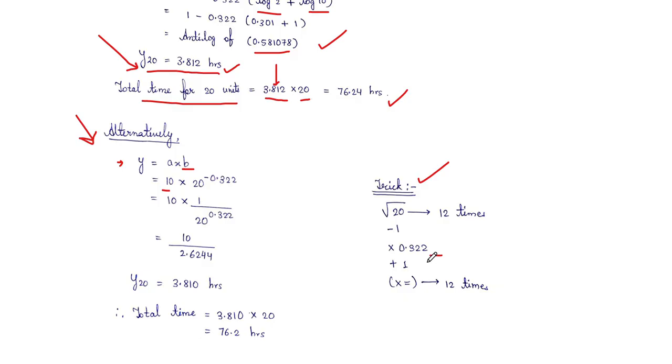Then press plus 1 and then x into equal to, 12 times. These are all the operations to be performed on the calculator. First root 20, 12 times, then minus 1, then into 0.322, then plus 1, then into equal to, 12 times. Then we will find the value 2.6244. So the average time for Y20 is 3.810 hours and the total time is 3.810 into 20, 76.2 hours.